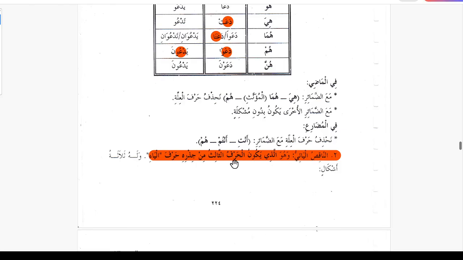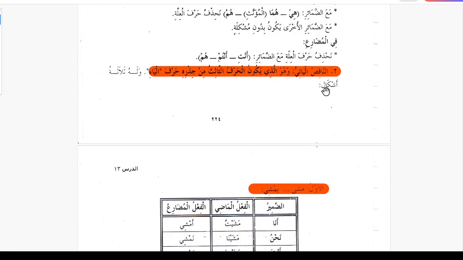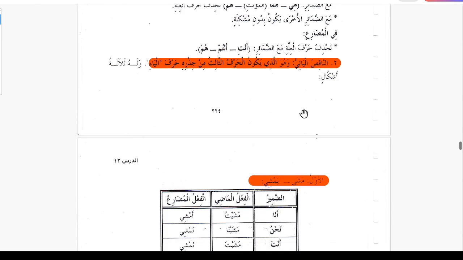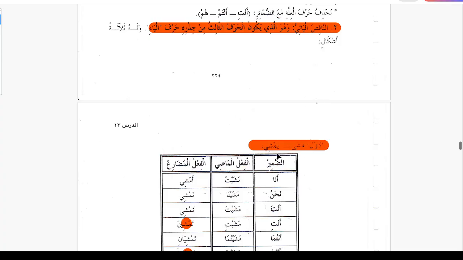Wa huwa allazi yakunu al harfu as-salisu min jizri harfu ya. This is when the third root letter is ya, and it has three shapes, three kinds. Although it's naqsul yai, it is of three shapes. The first one is like masha yamshi, where the third radical is ya, that is why it's called naqsul yai, and we can see here yamshi.